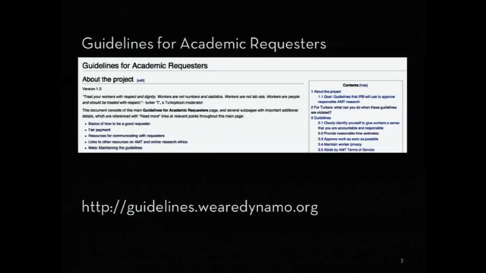And I'll talk more about these failure scenarios, but first I want to talk about two efforts that did succeed on Dynamo. The first was an effort to create collectively written ethical guidelines for research using Mechanical Turk. Now, this was not easy.